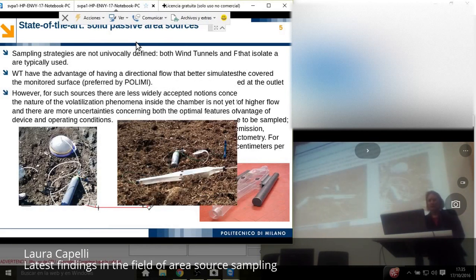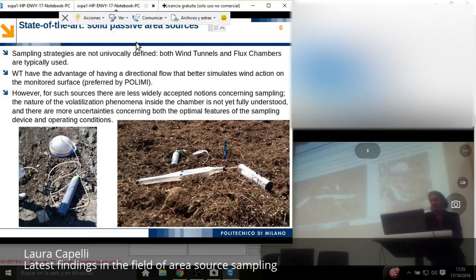About solid passive area sources, the question is even more complicated because sampling strategies are not at all univocally defined. There are several situations in which either wind tunnels or flux chambers are used by different labs. We at Politecnico tend to prefer wind tunnels since the fact that they have a directional flow, in our opinion, better simulates what happens in real conditions of wind action on the surface.